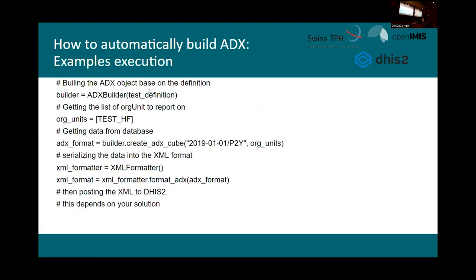And this is the step-by-step of what we are doing in the Django program. First we are building the object based on the definition. So we first get the definition of the ADX. Then we get the org unit. Then per org unit, we fetch data. Then we create the ADX cube. And then we serialize this to XML and push it to DHIS2.